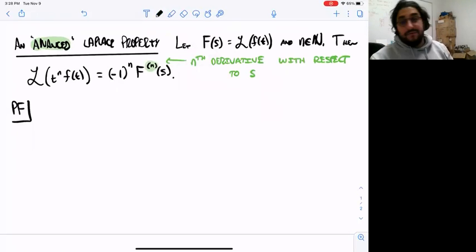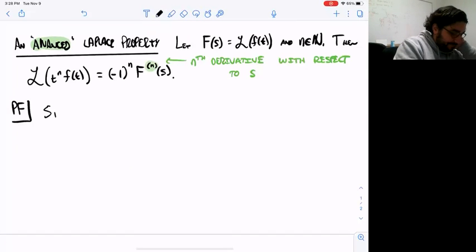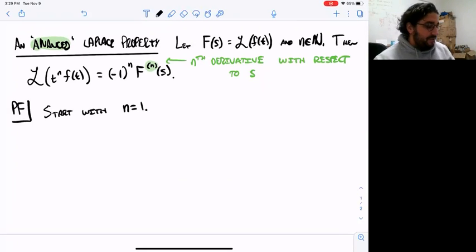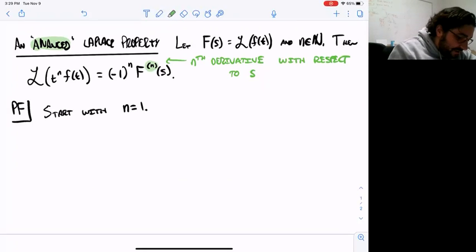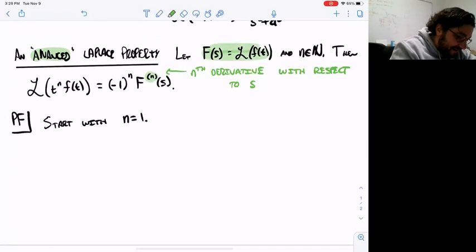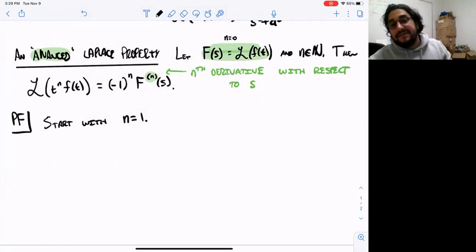So I want to look at how one could prove a property like this. I'm going to start with n equals 1, right? If n equals 0, there isn't really anything to prove. This expression right here is the statement for n equals 0. That's just the definition of capital F if n equals 0. But n equals 1 is the first case where we have something really to say.